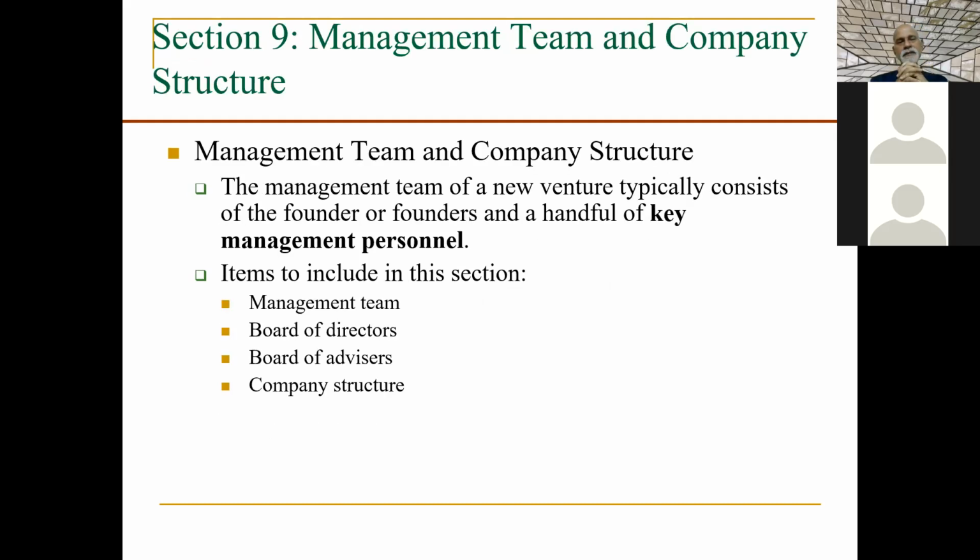So the management team and company structure. Actually the assignment question asks you to draw up an organization chart. Okay. That's the most important part of a business. So you must firstly try to design the organization structure, because from the organization structure, we know how your business is being operated.